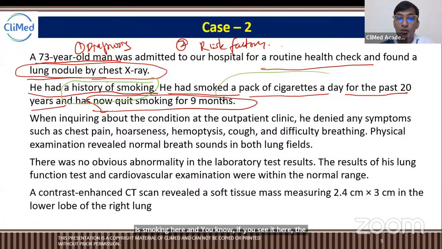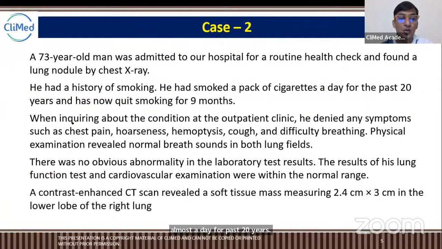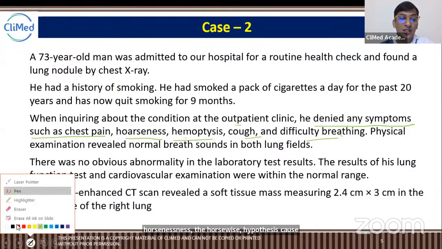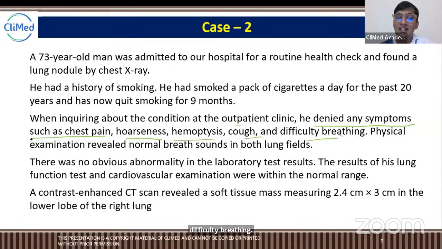20 cigarettes almost a day for the past 20 years. So when inquiring about the condition at the outpatient clinic, he denied any symptoms such as chest pain, hoarseness, hemoptysis, cough, or difficulty breathing. These are the usual symptoms, but he denied them.